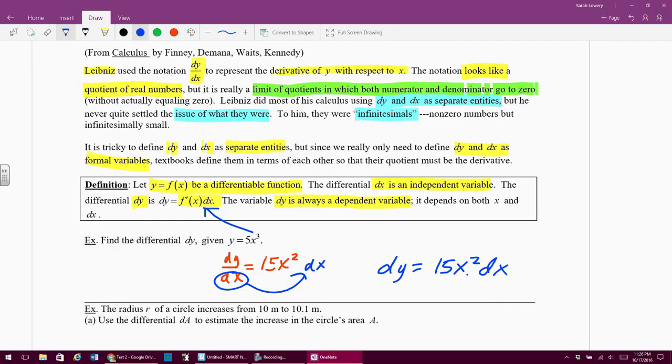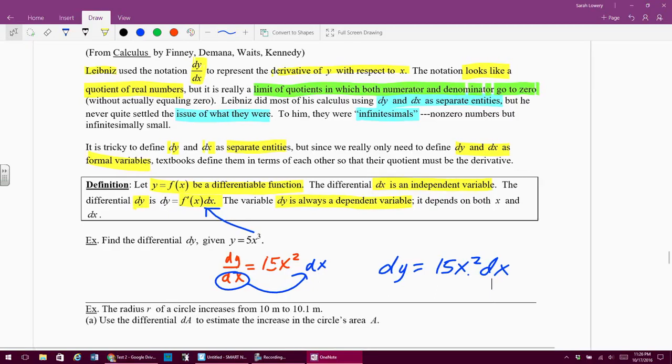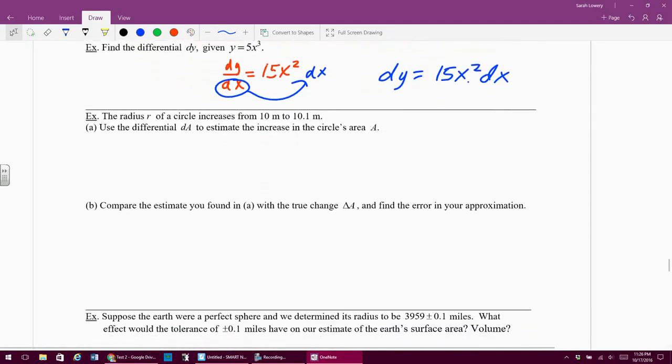Now this is not a typical thing, and this is really not applicable and useful in the scope of what we just did a second ago. But where it is applicable and useful is in a question like this. The radius of a circle increases from 10 to 10.1. Use the differential dA to estimate the increase in the circle's area.